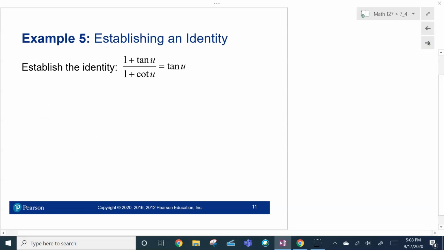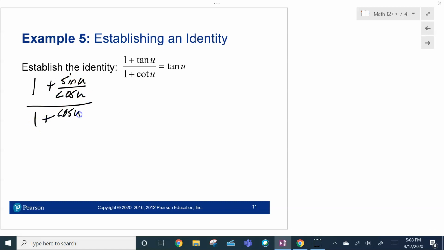All right, example 5 here. 1 plus the tangent over 1 plus the cotangent. Again, let's get this in terms of sine and cosine. So I have sine u over cosine u over 1 plus, and this one's cosine over sine. Since I have this 1 plus, I want to get that numerator as just one fraction, and the denominator as one fraction, so I can simplify it into one ratio. I have a ratio on the top divided by a ratio on the bottom, so I have a complex fraction that I can then simplify.